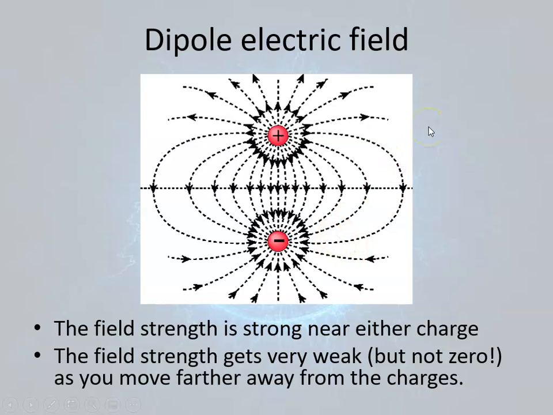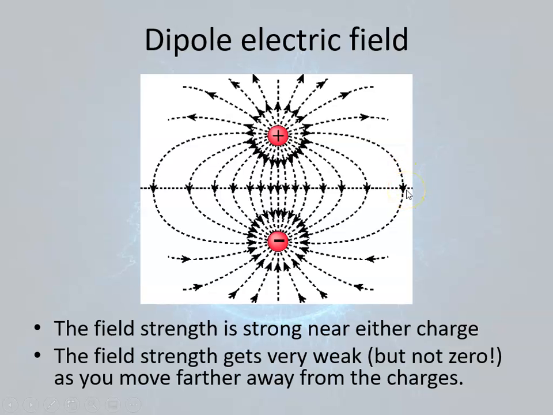The question is, when you get far away from this, what does the electric field look like? I'll tell you one thing, it's not 0. It gets very small, but it's not 0. So let's say you go toward the right. Well, as you go farther and farther toward the right, it does get smaller and smaller and smaller. But it's also always pointed down. So if it's pointed down, it's not 0.